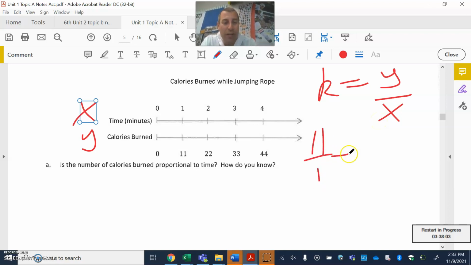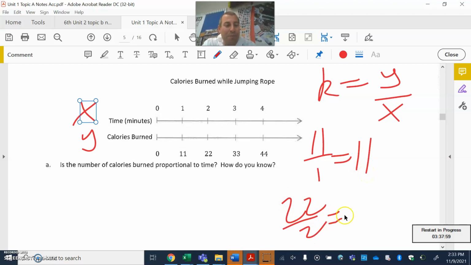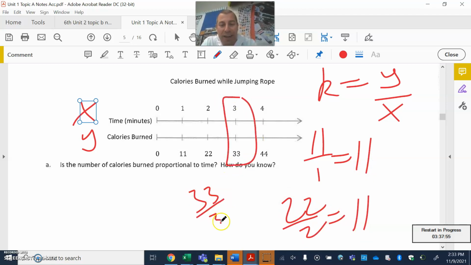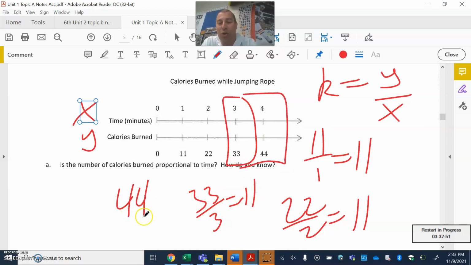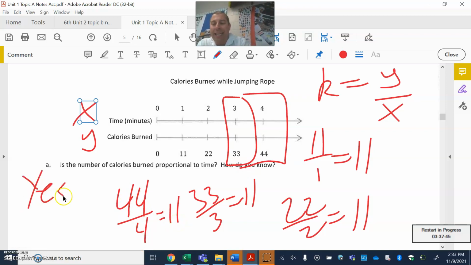11 divided by 1 is an 11. 22 divided by 2, well, that's an 11. Check it out. 33 divided by 3, also 11. And look at that last one. 44 divided by 4, that is an 11. So, is it proportional to the time? Yes, it is. How do you know?